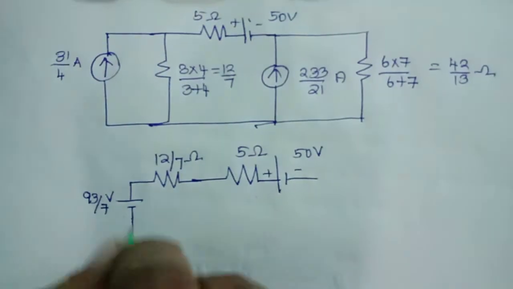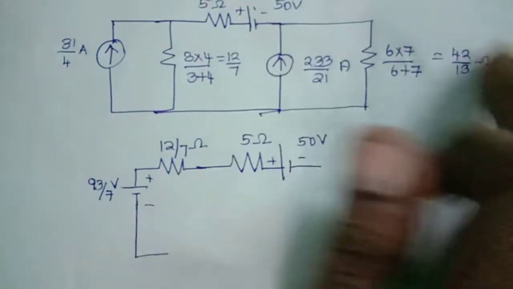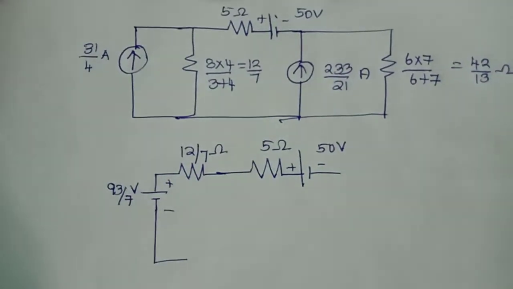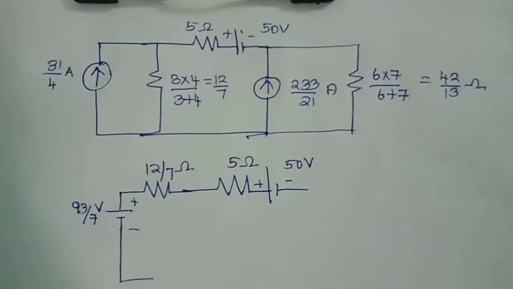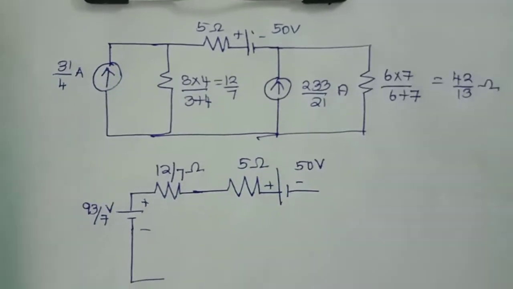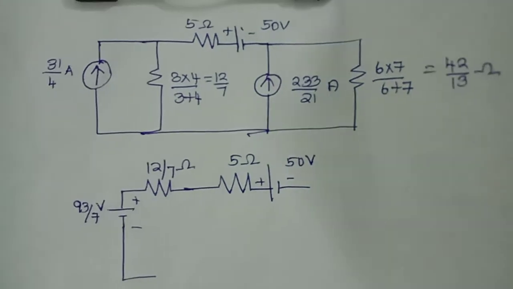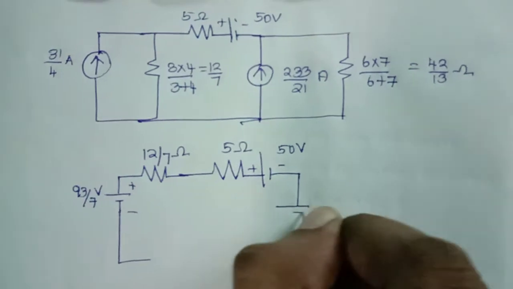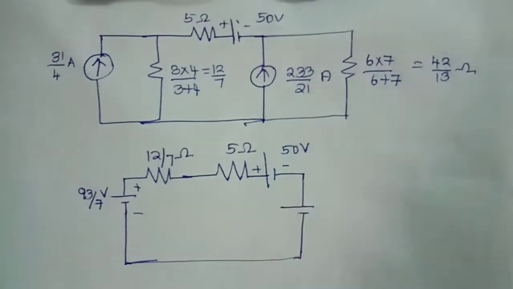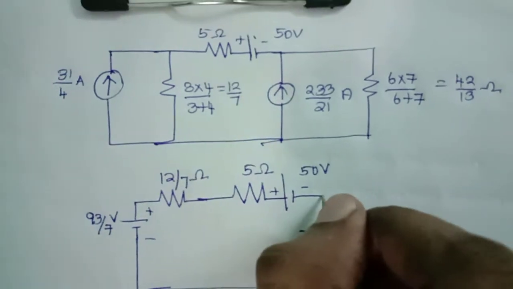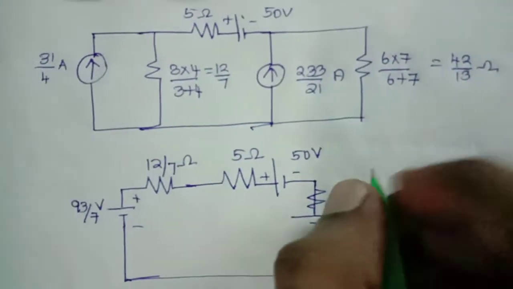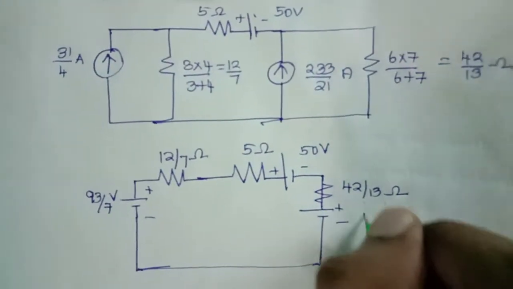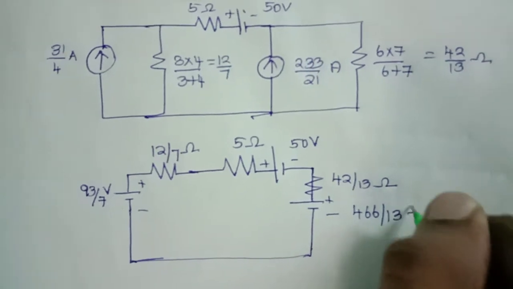here. Again I am converting this source. So 233 into 42 divided by 13 into 21, exactly you will get 466 divided by 13. This is the voltage source. Because I have converted, and again I want to add this here. This is a resistor, because this resistor is going to be in series with this 13 ohm. Plus minus here 466 divided by 13 volt.